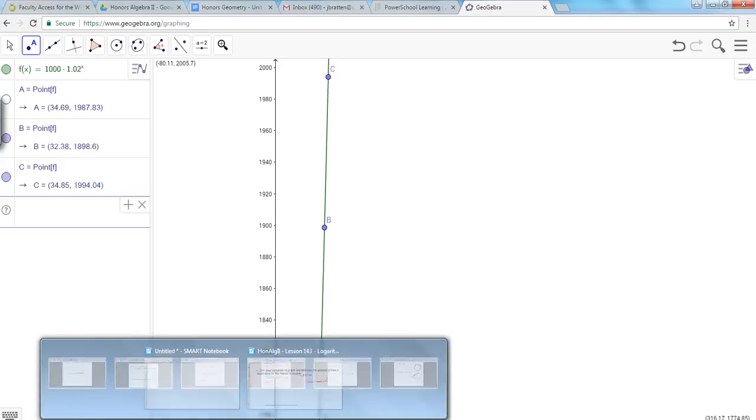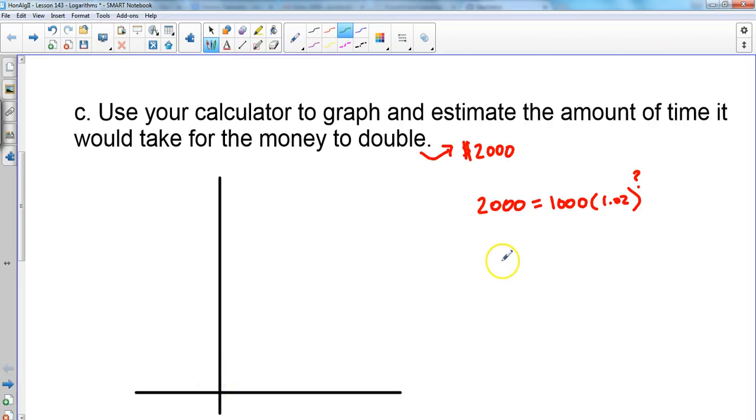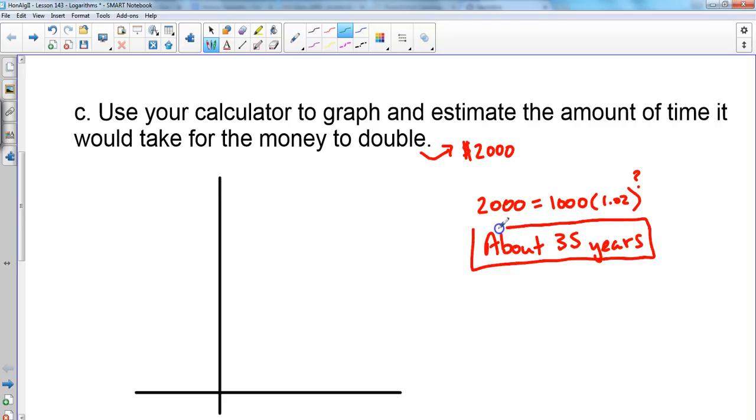If we're using a graph to estimate this, on your graphing calculator you can use either the trace function or a table to come up with an estimate. Essentially, to answer our question, this value right here is the number of years. So we go back and say about 35 years is going to get us $2,000, or in other words, that's how long it takes for our money to double.